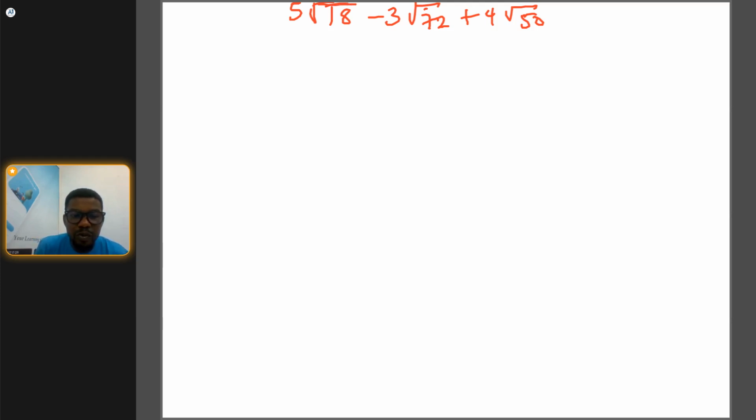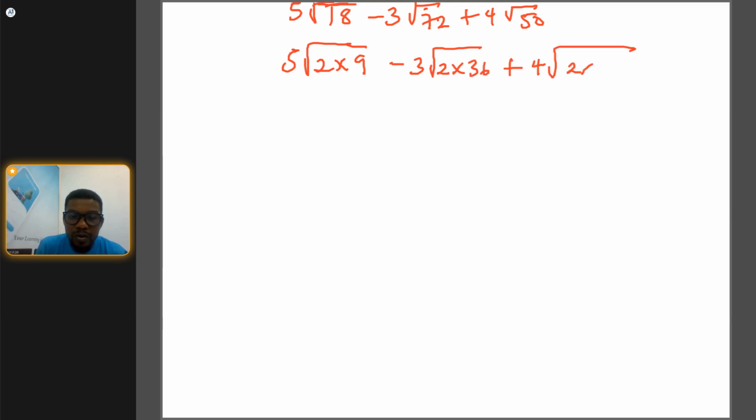You have to find a root that will be common to all of them. So this is 5 root 2 times 9 minus 3 root 2 times 36 plus 4 root 2 times 25. So I've simplified it to this extent. So carry on from that space. I'm waiting.